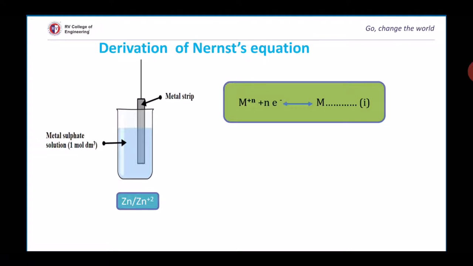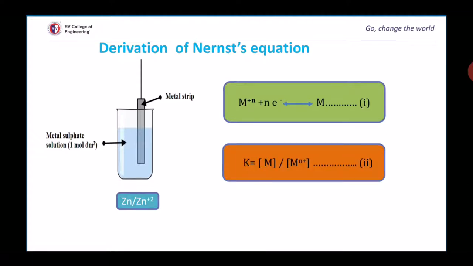As this system is in equilibrium, by using law of mass action, we can calculate the equilibrium constant. Equilibrium constant K equals concentration of the product divided by concentration of the reactant. That is, K is equal to concentration of the metal divided by concentration of metal ion, called equation number 2.